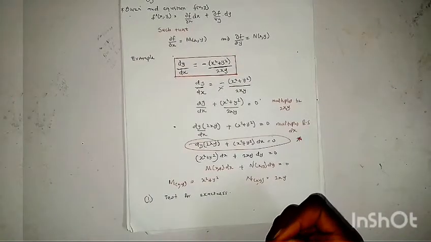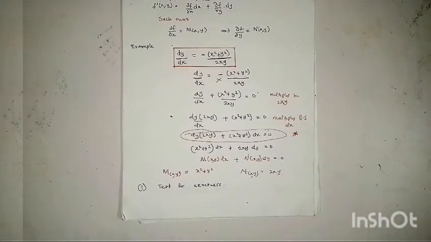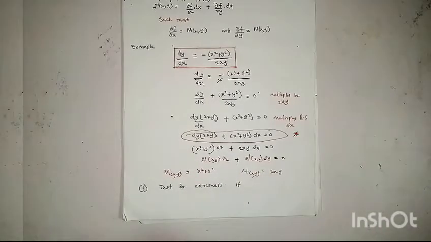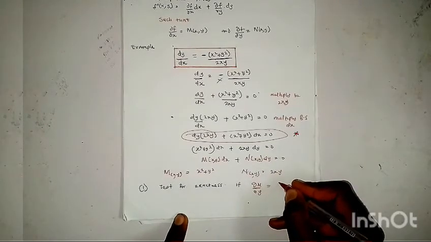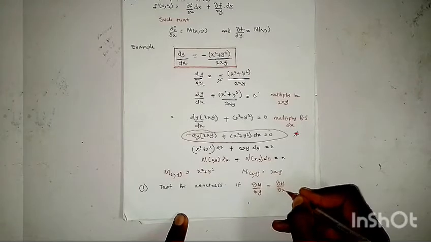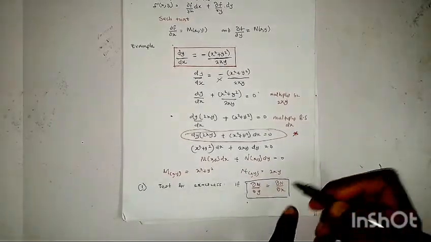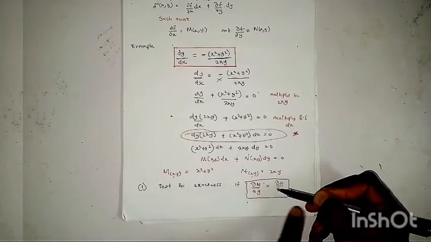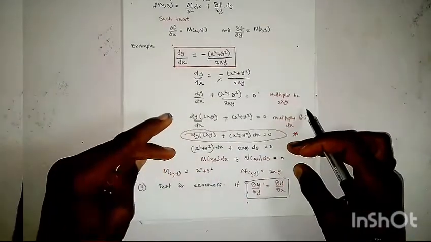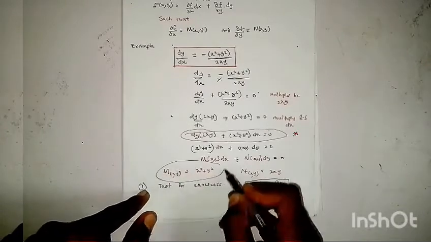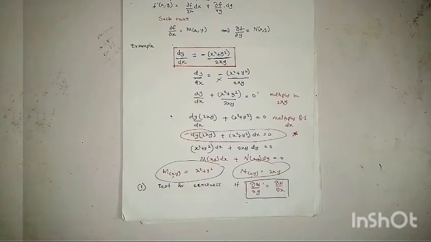Now, how do we know a differential equation is exact? A differential equation will be exact if the derivative of M with respect to y is equal to the derivative of N with respect to x. Now, let's test this particular equation for exactness. We are given M to be x squared plus y squared, and we are given N to be 2xy. So let's test for exactness.